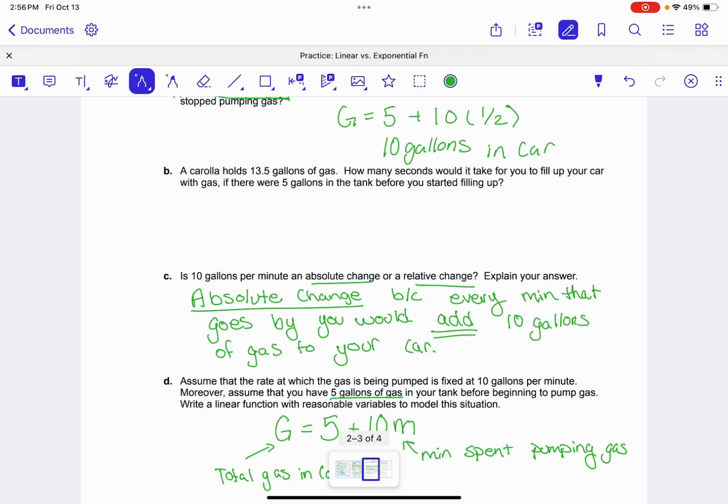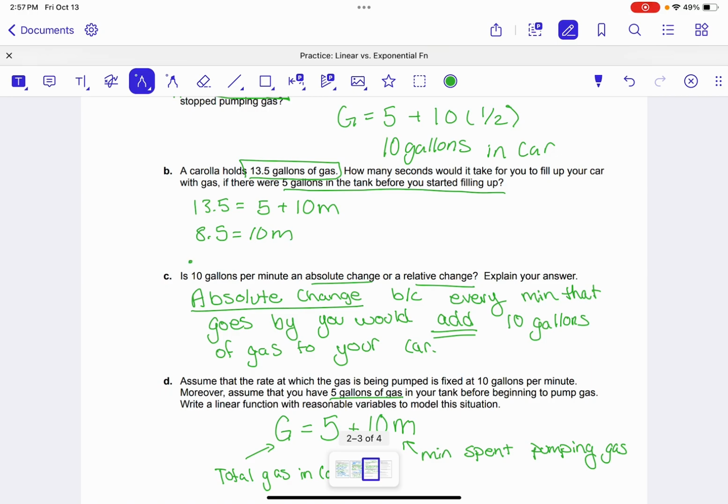All right, now we have a Corolla. It holds 13.5 gallons. How many seconds would it take to fill up your car with gas if there were 5 gallons in the tank before you started filling up? All right, so using our same linear function, I have 13.5 gallons in my car. Started with 5, 10, and this is in minutes. We'll have to do a little bit of converting at the end, but I'm okay with that. So if I subtract 5, I get 8.5 equals 10M.